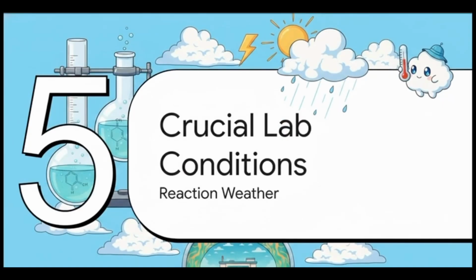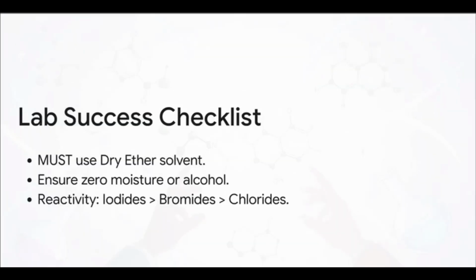Crucial lab conditions. Think of this as the essential weather for our chemical journey. Here is your absolute must-follow lab success checklist. First, you absolutely must use a dry ether solvent medium. Second, ensure zero moisture or alcohol is present, like none at all. And third, you need to optimize your starting materials. Note the reactivity order here. Iodides are the most reactive, followed by bromides and then chlorides. Why is that? Well, it's because the carbon-iodine bond is the weakest and the longest, which makes it the easiest one to break when those sodium electrons come sparking in.